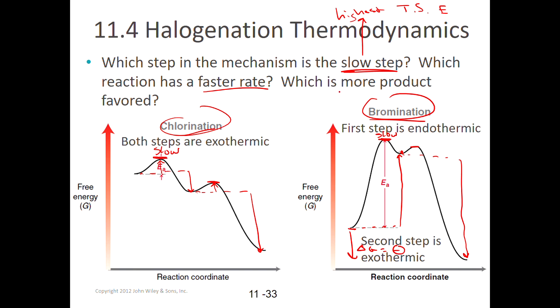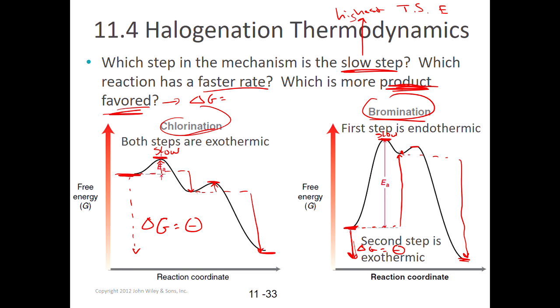The chlorination, though, is more product favored. So if we're looking at how product favored something is, that's going to be determined by the value for delta G. And overall, for chlorination, from the starting value to the end, that's a big negative delta G. For bromination, from the starting point to the end, it's still a negative delta G, it's just not as big. So this is more product favored than the bromination.